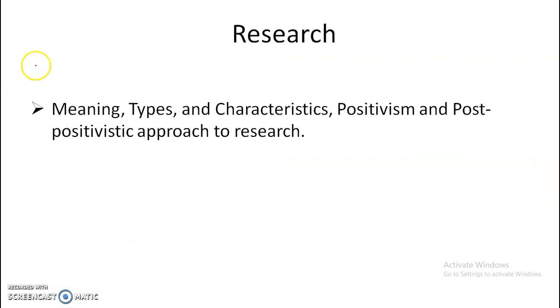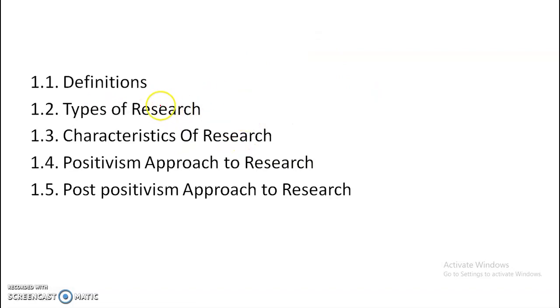And coming to the UGC syllabus, in this research topic, that is the first topic of unit 2, we have the meanings, types, characteristics, positivism, and post-positivistic approach to research. These are the topics given, and I divided these into 5 topics: the definitions of research, the types of research, the characteristics of research, the positivism approach to research, and the post-positivism approach to research. So in total, 5 different topics we are going to see right now in this video.